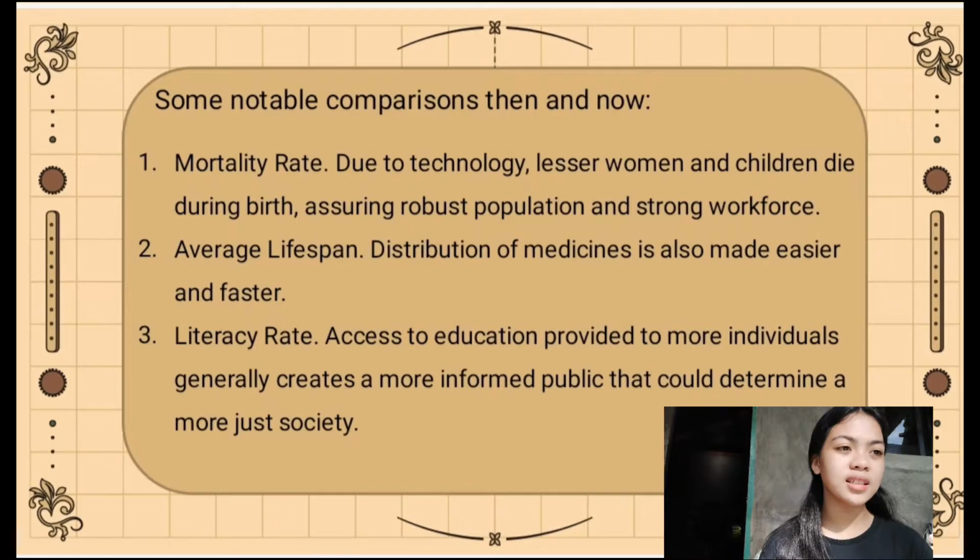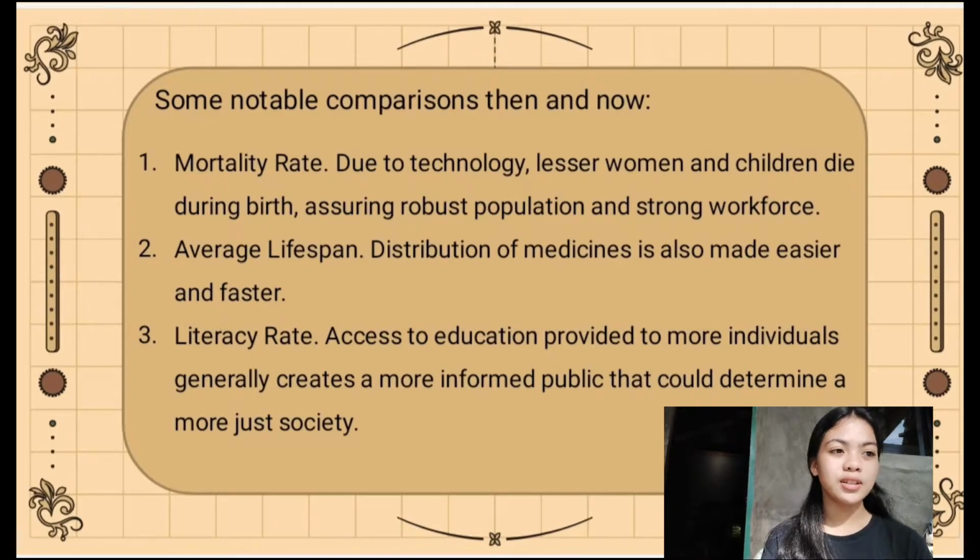So next is average lifespan. Distribution of medicines is also made easier and faster. So science prolongs lives na. So medicine, nag-produce ng mga medicine para sa mga sakit-sakit, so naka-produce na in today's generation.